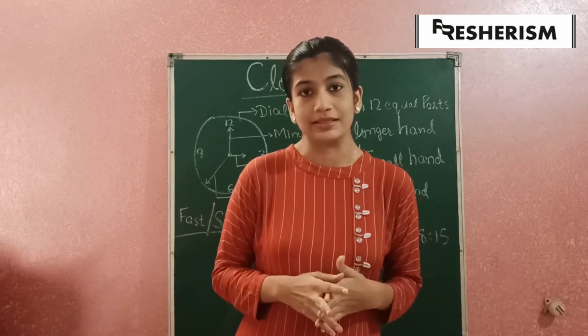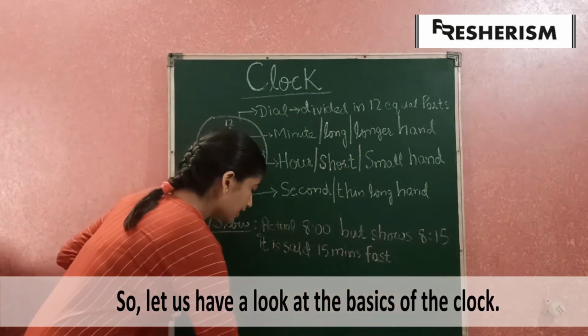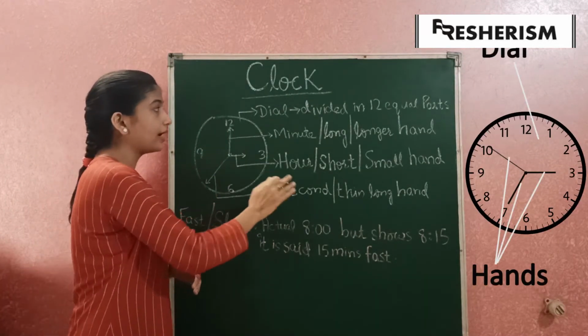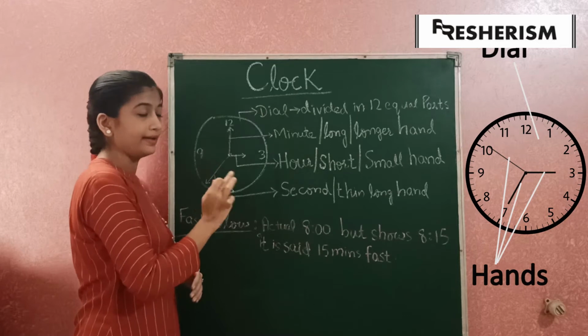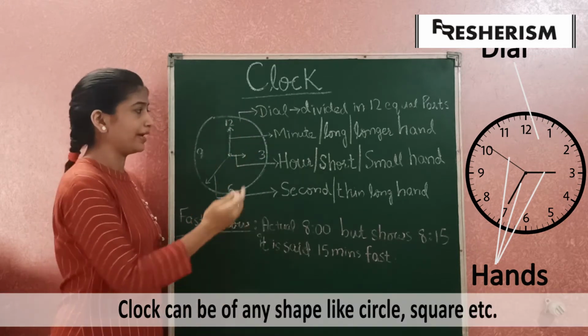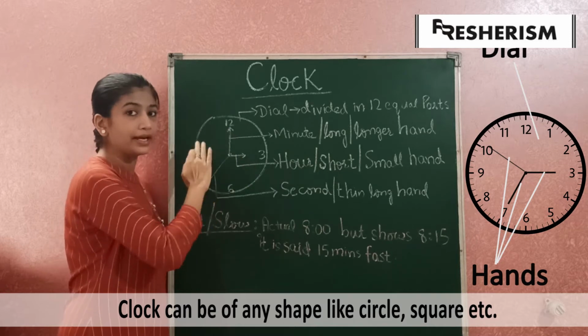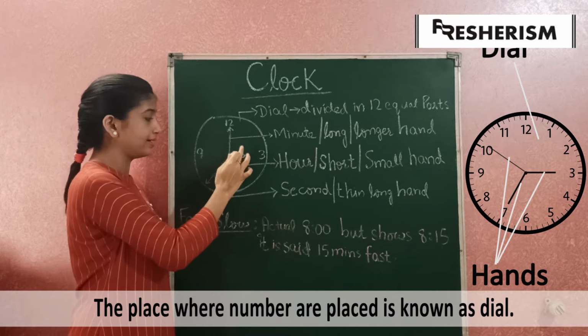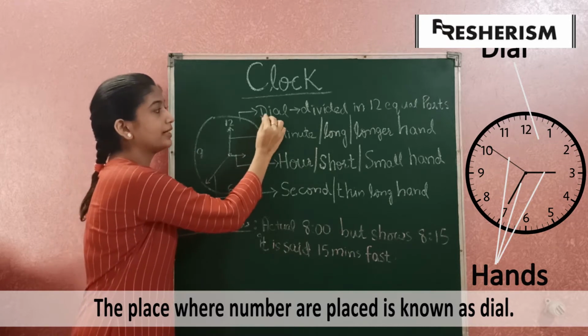Let's start with the basics. A clock usually has 4 basic parts. 3 are the hands and 1 is the dial. This entire thing can be any shape, like square, circle or any shape. The entire thing where the numbers are placed and the hands are placed is known as the dial.